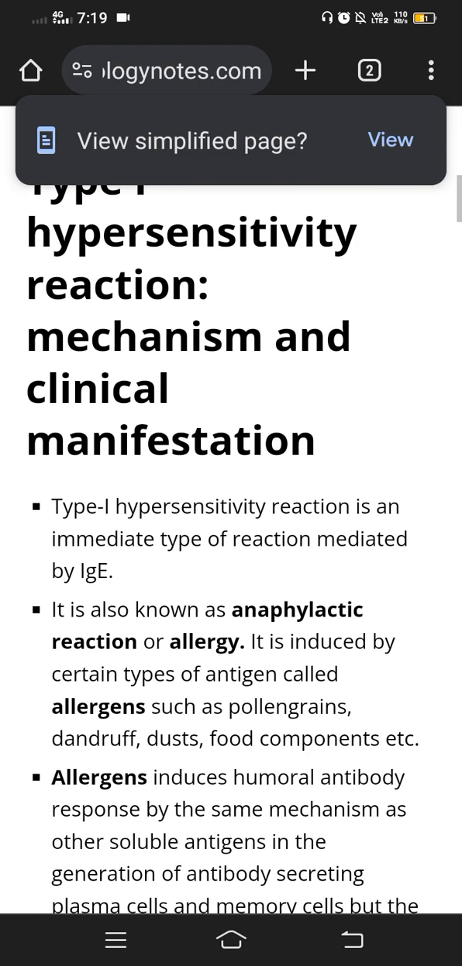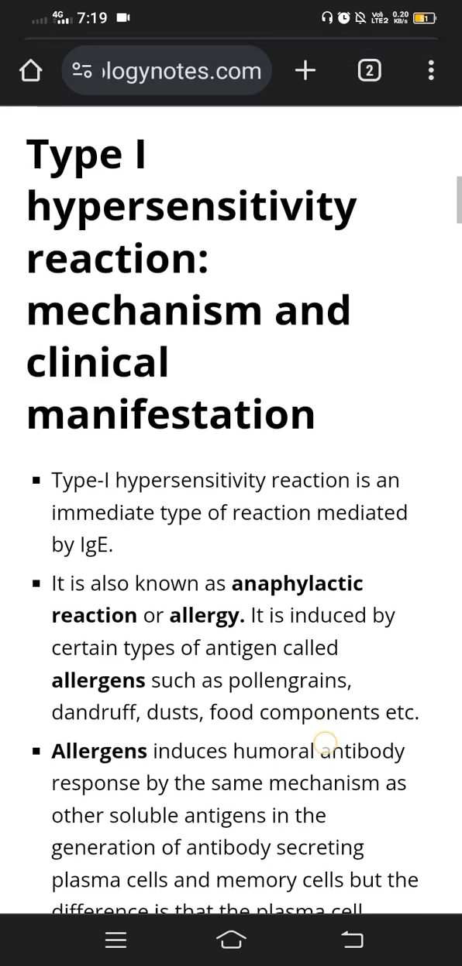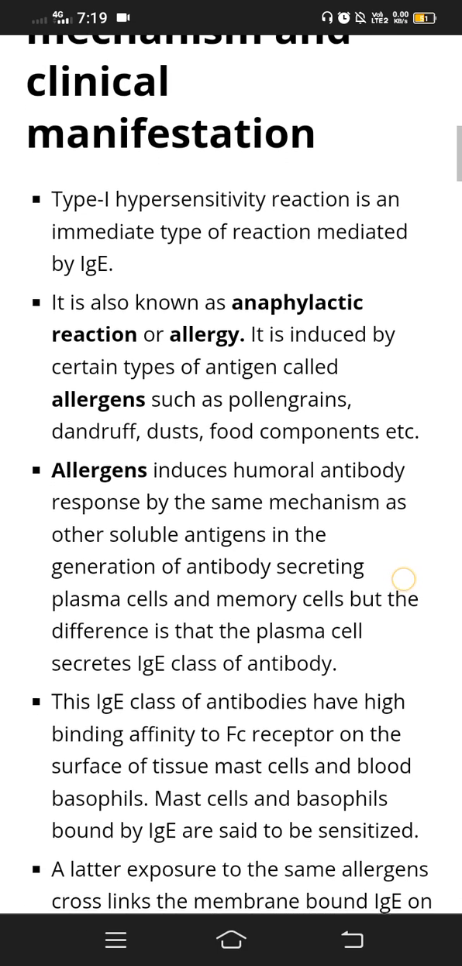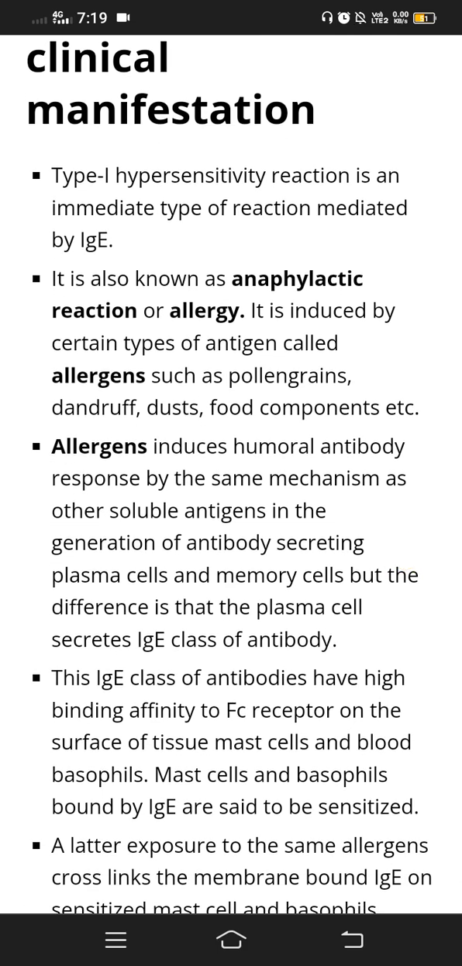Type 1 hypersensitivity reaction in detail is the immediate type of reaction mediated by IgE. This is called anaphylactic reaction or allergy. Now we are talking about type 1. It is induced by certain types of antigens called allergens, such as pollen grains, dandruff, dusts, food components, etc.